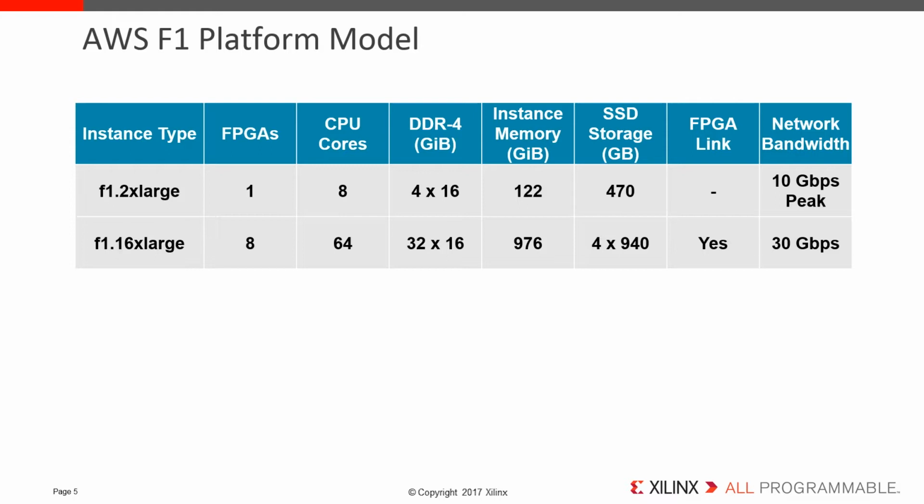The F1 instance consists of a host CPU augmented with the Xilinx FPGA. The FPGA is connected to the CPU over a PCIe link. The 2x large instance contains a single FPGA and 8 CPU cores. This basic configuration supports up to 48 gigabytes of DDR storage connected directly to the FPGA and transfer speeds up to 10 gigabits per second. The larger 16x large instance configuration uses 8 FPGAs and provides up to 970 gigabits of total system memory, 4 times that in storage.